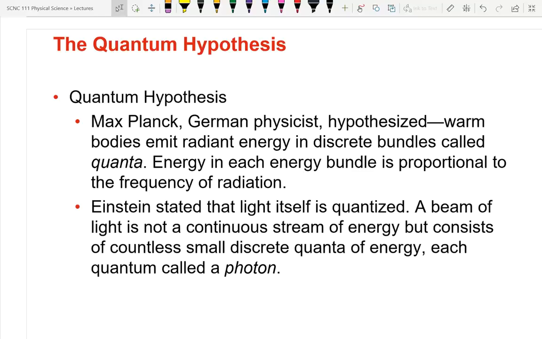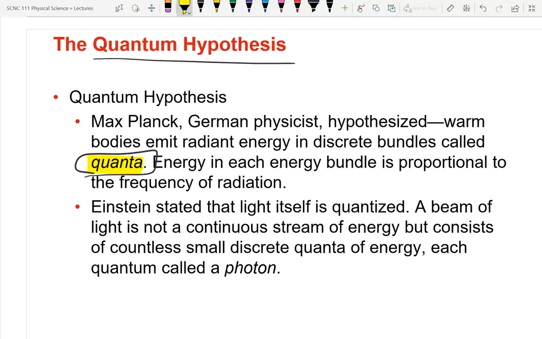And he said, wait, if the light comes off only in certain packets of energy, then I can give a physics explanation for why my equation is correct. And so that's the quantum hypothesis, saying that light comes in units, packets that we call quanta, with only specific amounts. It's like you can be on the first step of a stair or the second step of a stair, but you can't be some arbitrary amount between them. You can only be on one step or another. That's what it means for something to be quantized.